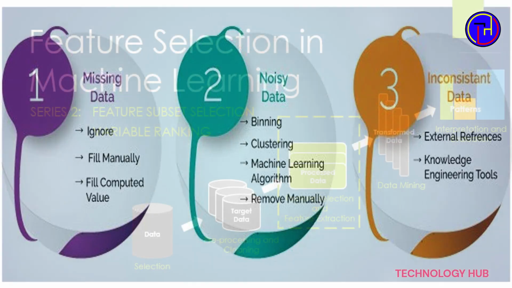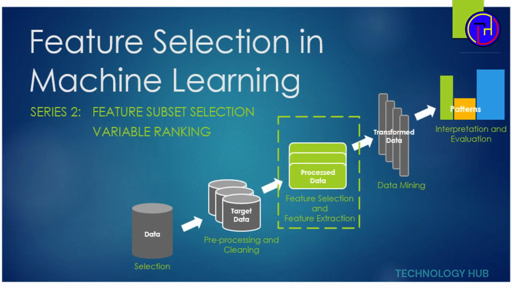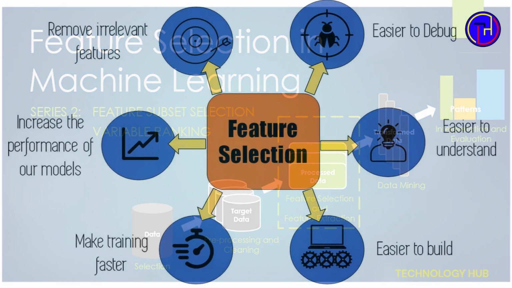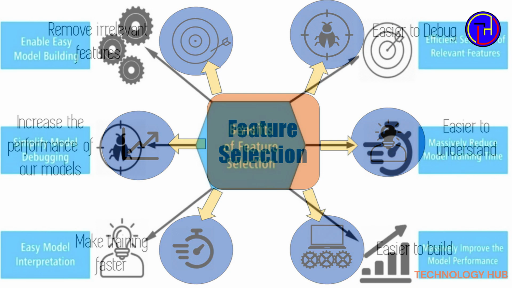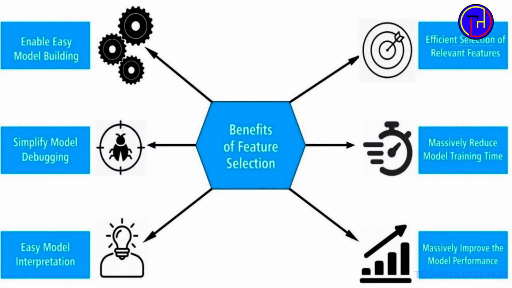Feature selection. In machine learning, features are the variables used to make predictions or decisions. Selecting relevant features is crucial, as irrelevant or redundant features can negatively impact the performance of the model. Feature selection techniques help identify the most important features for the task at hand.